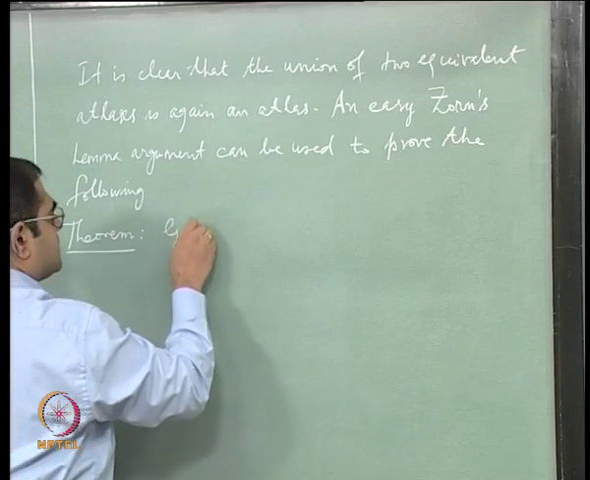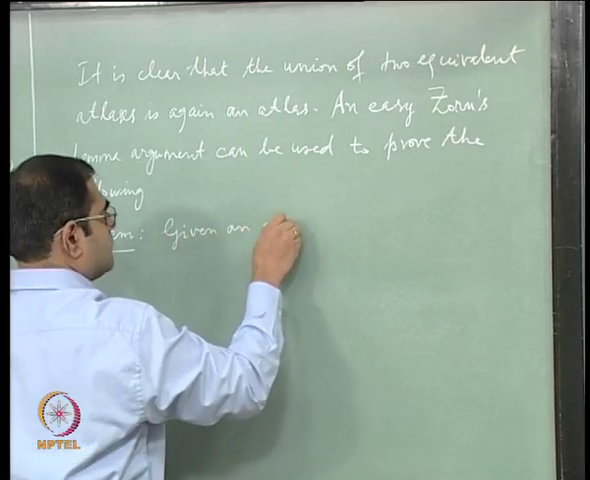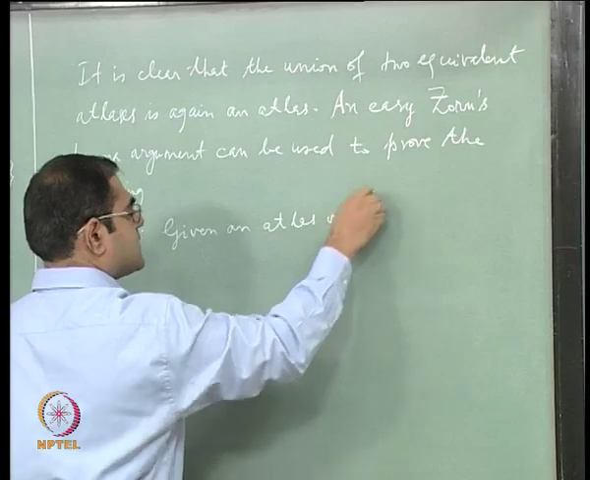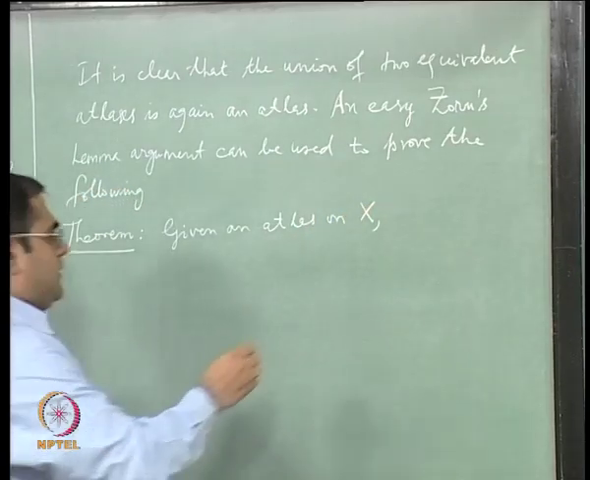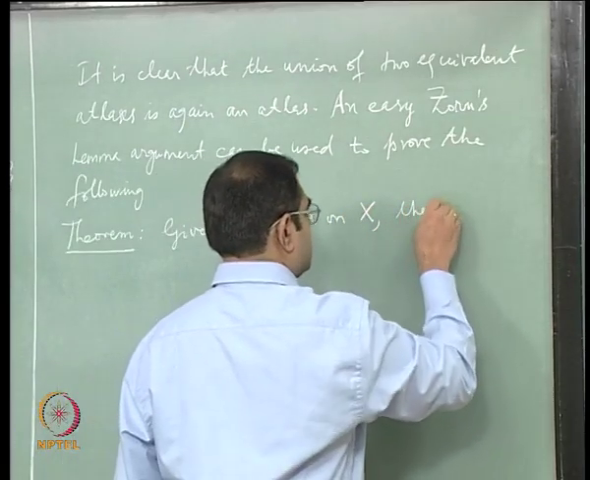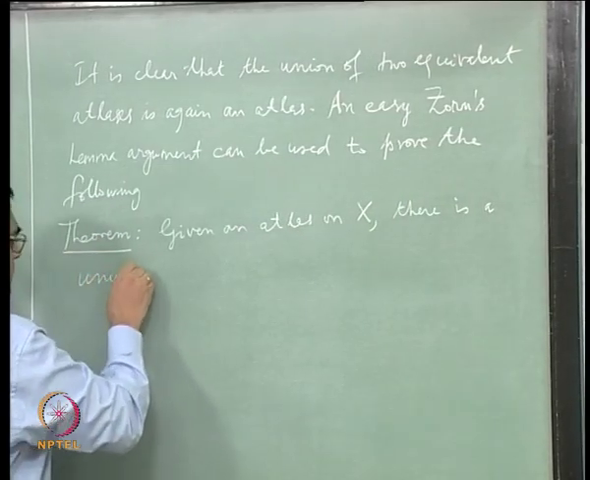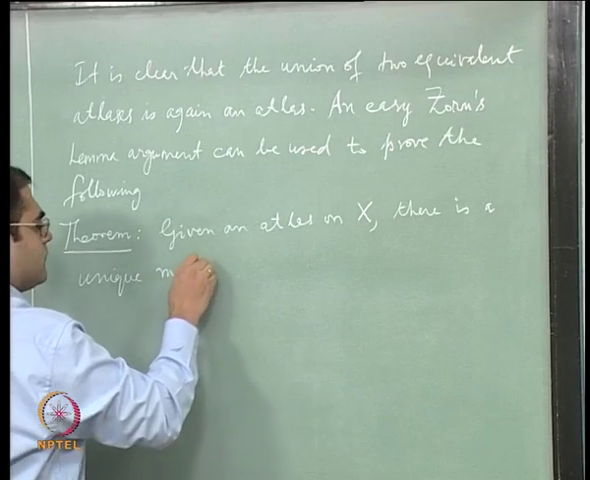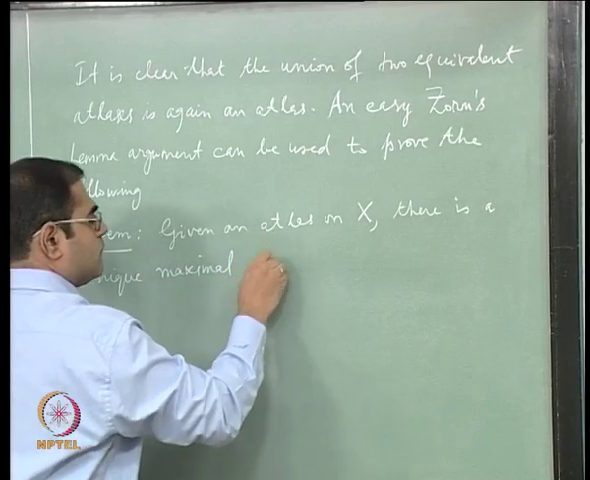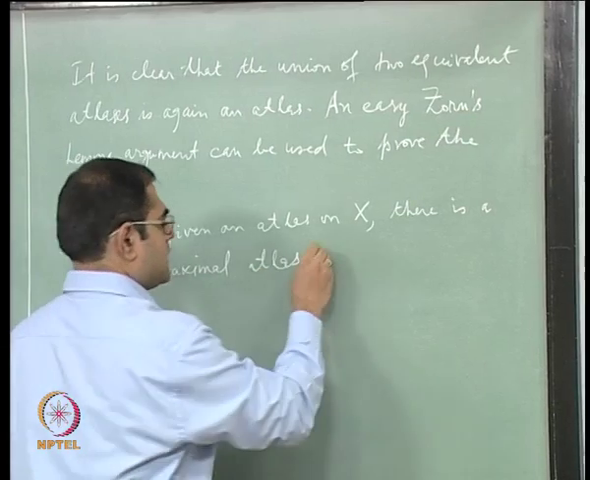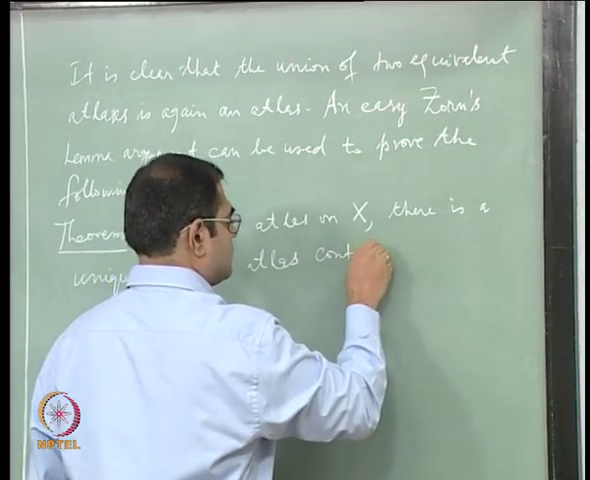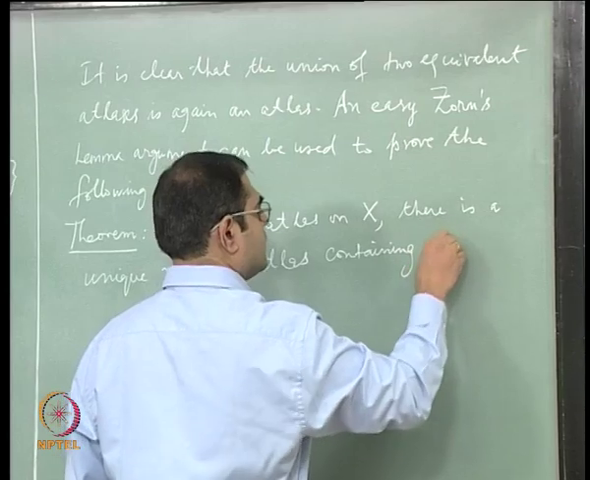Given an atlas on X, there is a unique maximal atlas containing the given one.